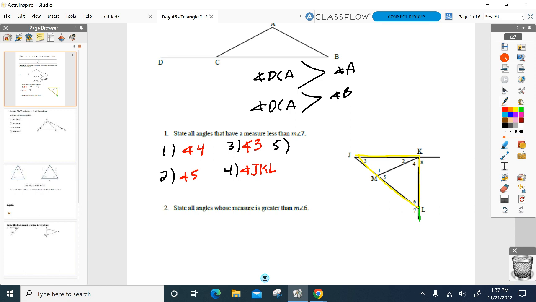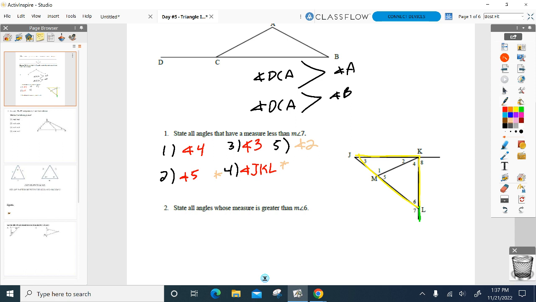The 5th one's a little trickier because it has nothing really to do with an exterior being bigger than the remote interior. How do I get the 5th and final one? I go off of that angle. What's JKL made up of? Angle 2 and angle 4. So if 7's bigger than the entire angle, shouldn't 7 be bigger than its parts? I already have it's bigger than 4. It's also bigger than the other part too. There are your 5 angles. Questions?